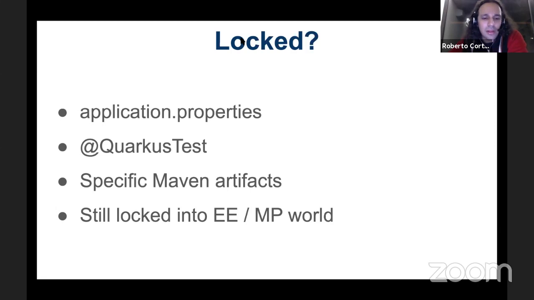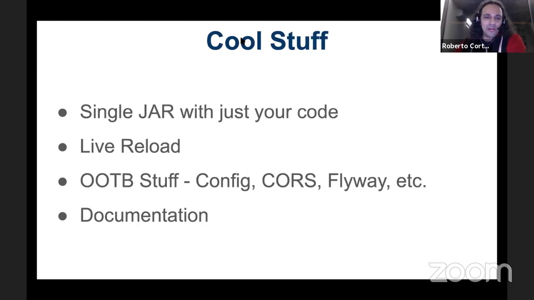But again, just a couple of weeks ago, I migrated an application from EE, which was running on TomEE and Wildfly, to Quarkus, and I didn't have to change that many things. It was just the POM file and a couple of things here and there, and I was up and running in a couple of hours. So you'll still be locked into Java EE, now Jakarta EE, and MicroProfile, but you can still easily move between servers there.